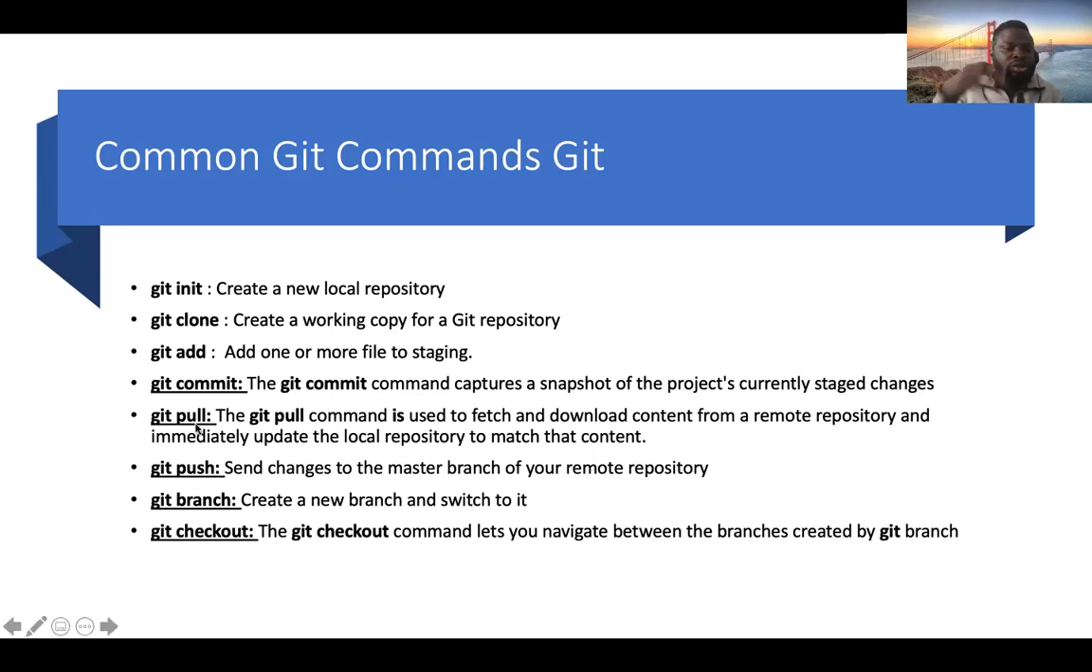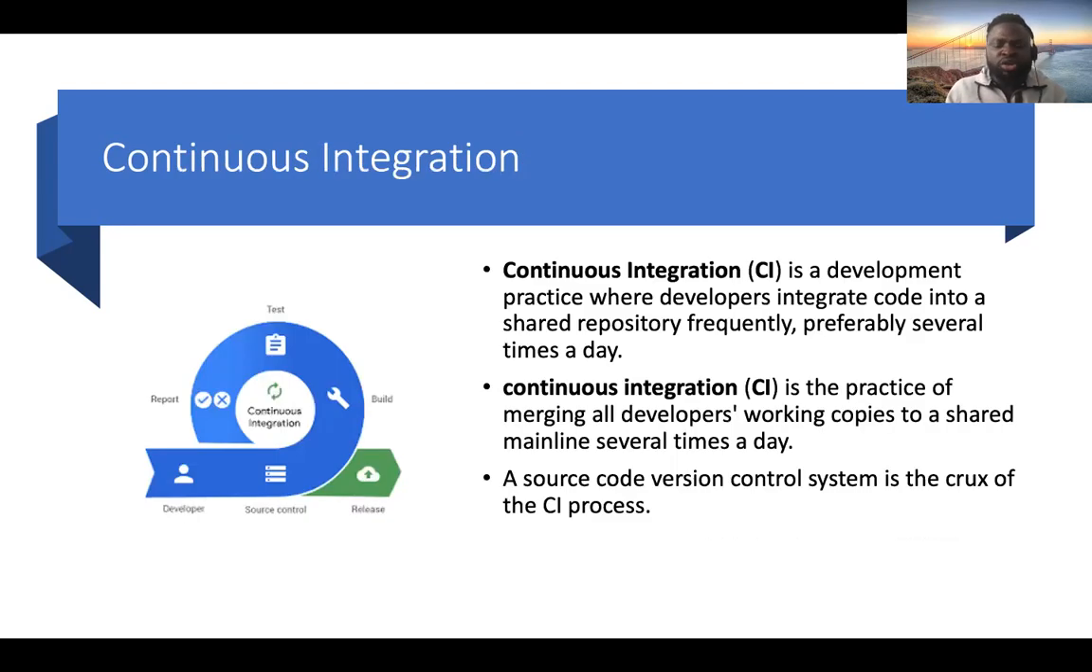Then git push, just like the name, will push all the changes you made to GitHub, which is a remote repository in this case. Again, we are going to create a repository on GitHub, and you will see how that looks. Then git branch to create a new branch. Git checkout is used to switch between branches. So those are some of the basic commands.